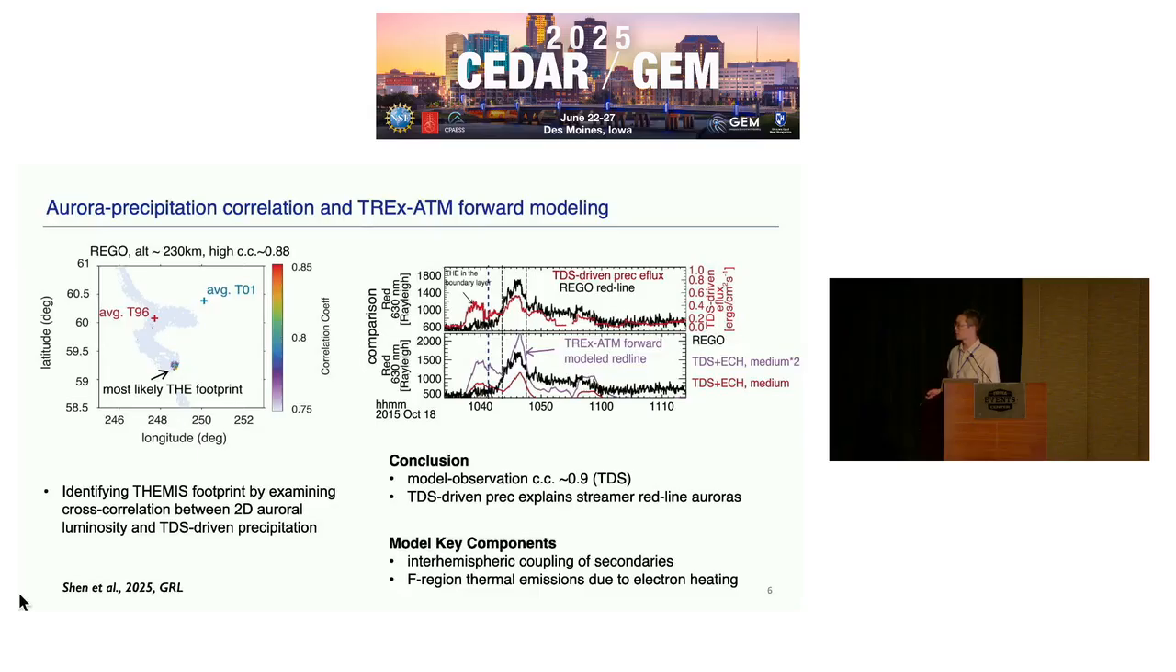From this comparison, we conclude that the TDS-driven diffuse precipitation can well explain the red line low energy auroral streamer structure. So in addition to SuperDARN convection maps and all sky imagers, RGB red line data could also be useful to study low energy auroral streamers and magnetosphere night side transition region dynamics. I'll stop here and take questions if you have any.